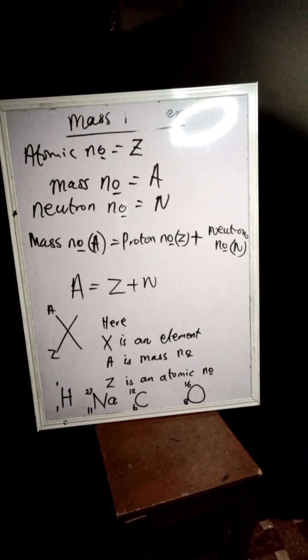Example, hydrogen is this. If somebody asks you to find the number of protons present in hydrogen, what is the answer? The answer is 1, because the number of protons is equal to the atomic number, and the atomic number is 1. It means the number of protons present in hydrogen is 1. Then the neutron number is 0, because 1 minus 1 will give you 0.